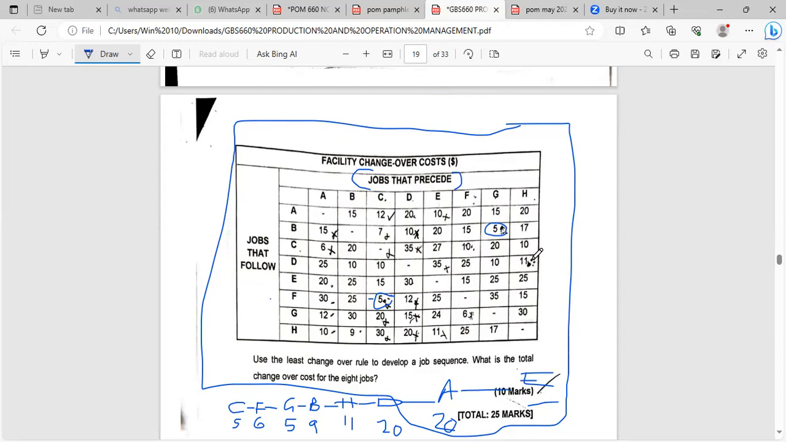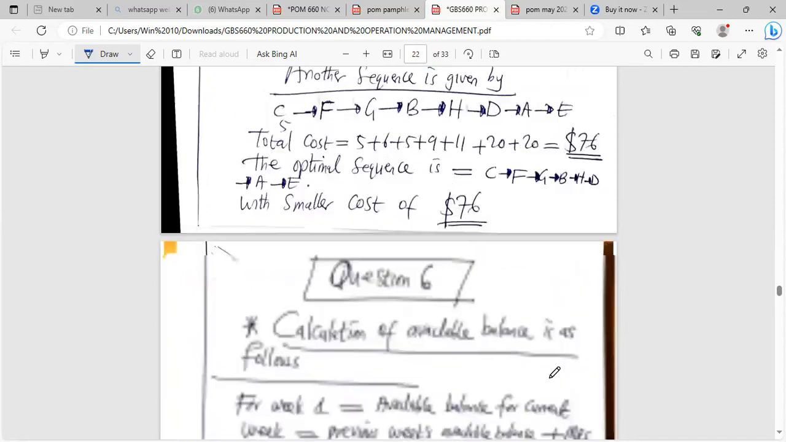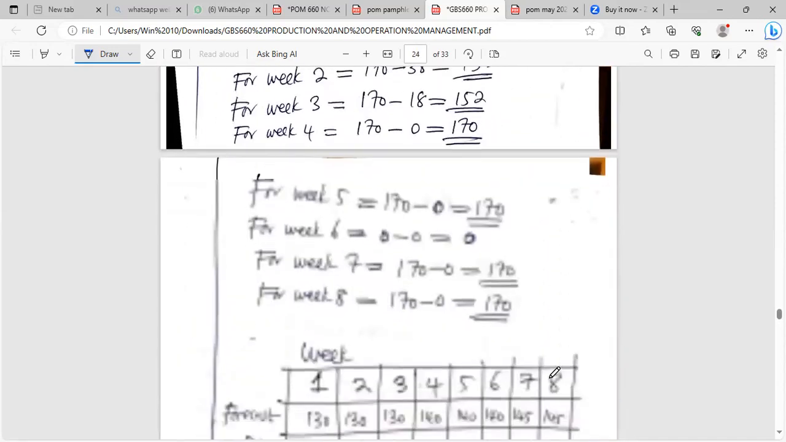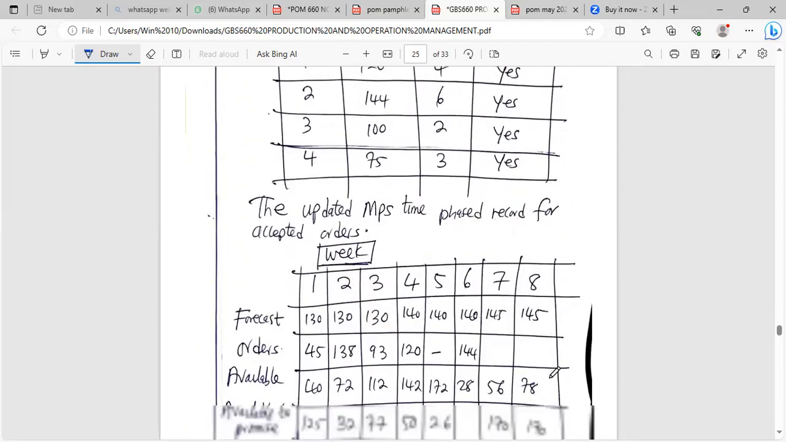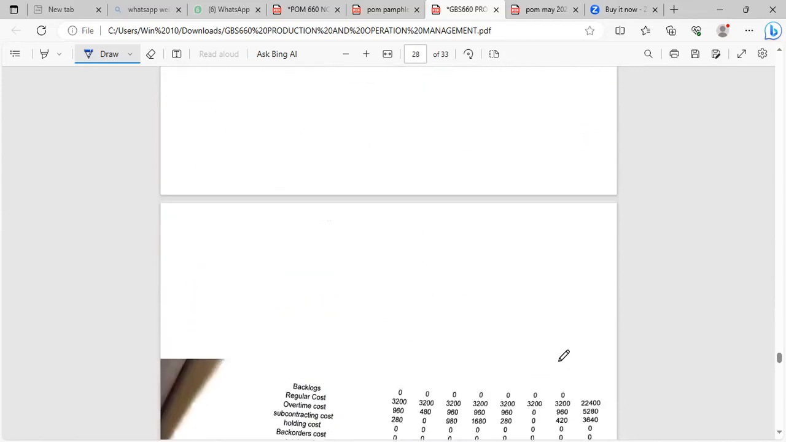So please, this is how we do the changeover cost for these jobs. And the reason is just trying by all means to find the job sequence. So this is the job sequence for the first one, which you can see for the changeover cost, question 5.